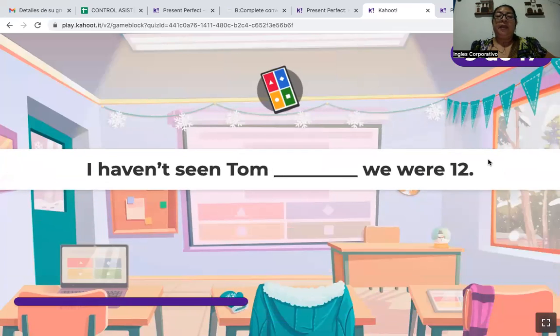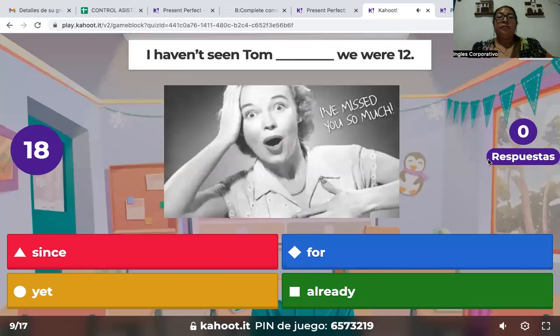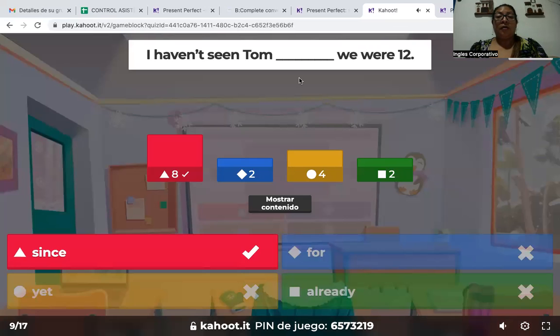Next. I haven't seen Tom since we were 12. Hey, hurry up, hurry up. Okay. Vamos a ver. Since we were 12. Está hablando de una etapa de su vida. Okay. No pusieron for. No, for we. For we no podría ser. Ni yet tampoco, ni already.